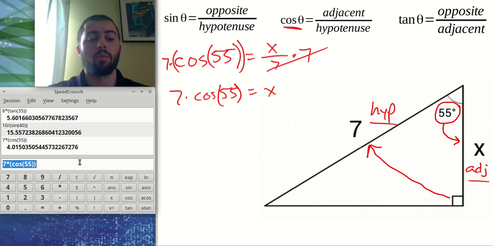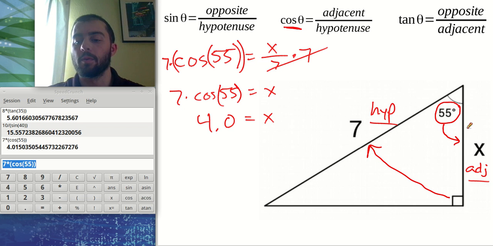would give us 4.0 if we round to the nearest tenth. All right, so in this case, 4.0 would be our x value for this adjacent side over here. Again, units, add them if you have them. In this case, we'll just call it 4.0 units.